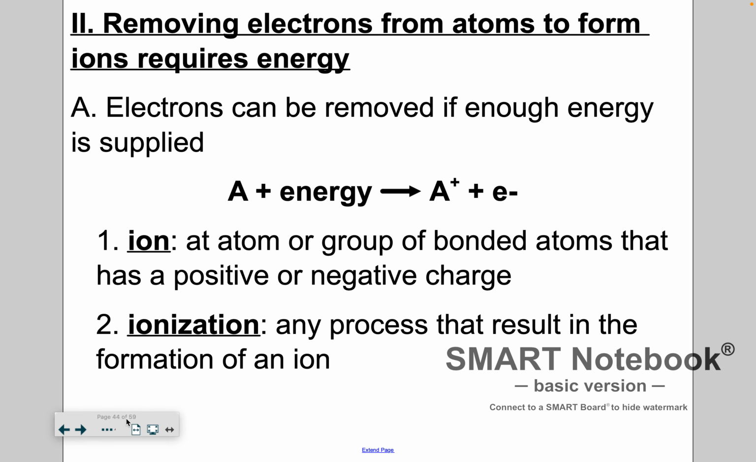Moving on to a second trend, ionization energy. So removing electrons from atoms to form ions requires energy. So electrons can be removed if there's enough energy supplied. Here's my atom plus energy, and we strip that electron, and now it has a positive charge because there's more protons than electrons, and here's that electron. Now if I slap that electron back on the A, then it becomes neutral. So an ion is an atom, or a group of bonded atoms, that has a positive or negative charge. Ionization is any process that results in the formation of an ion.